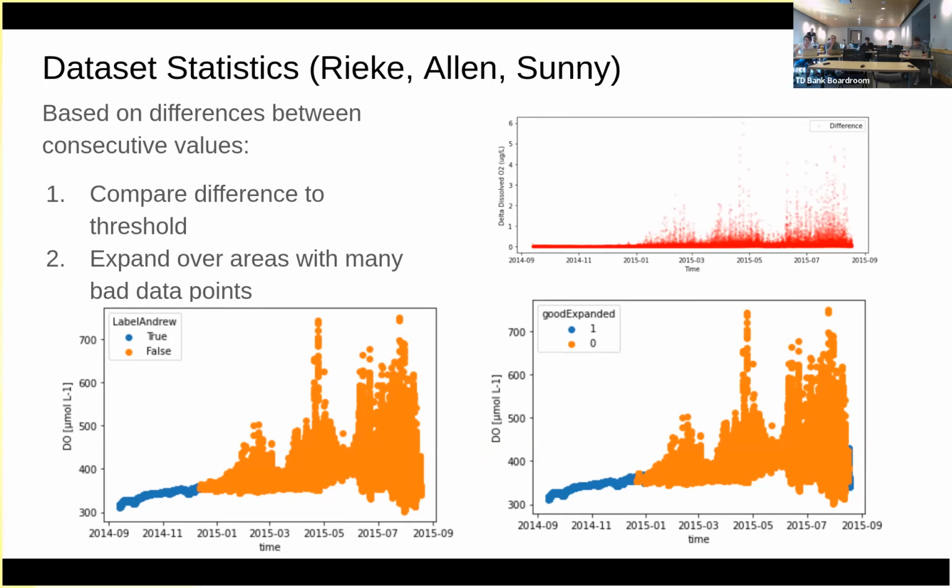basically we picked a threshold value: if the difference between consecutive data points was greater than this threshold, then we'll mark it as being biofouled data. We flagged the data as such, and then we looked at regions where there was a high percentage of flagged data. If there was a high percentage of flagged data, then the rest of the data in that region was also considered to be flagged or biofouled. So that was one method that seemed to work pretty well. The left-hand plot shows the manually marked flagged data, and the right-hand plot shows the data that was flagged through this procedure.